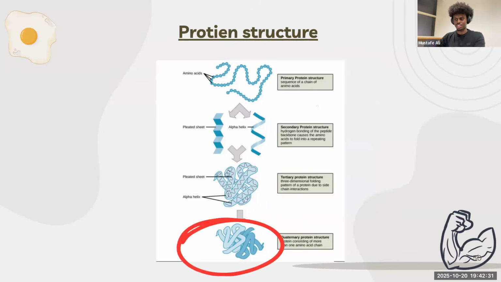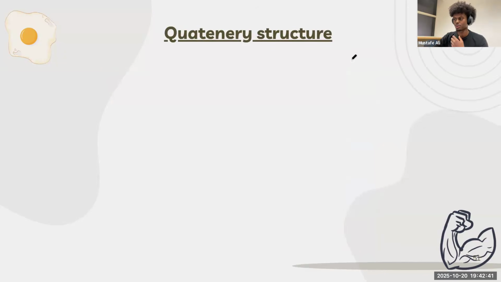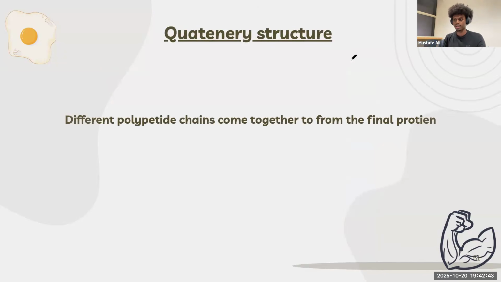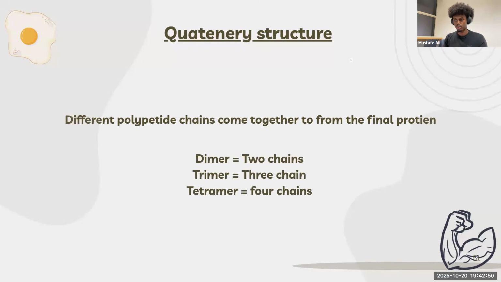Now let's move on to the quaternary structure, which is kind of the final puzzle piece, the final functional protein. Quaternary structure is basically defined as different polypeptide chains coming together to form the final protein. Two polypeptide chains are called a dimer, whilst three polypeptide chains together form a trimer, whilst four polypeptide chains would form a tetramer, okay? And quaternary structure is just the finalized protein, all right?